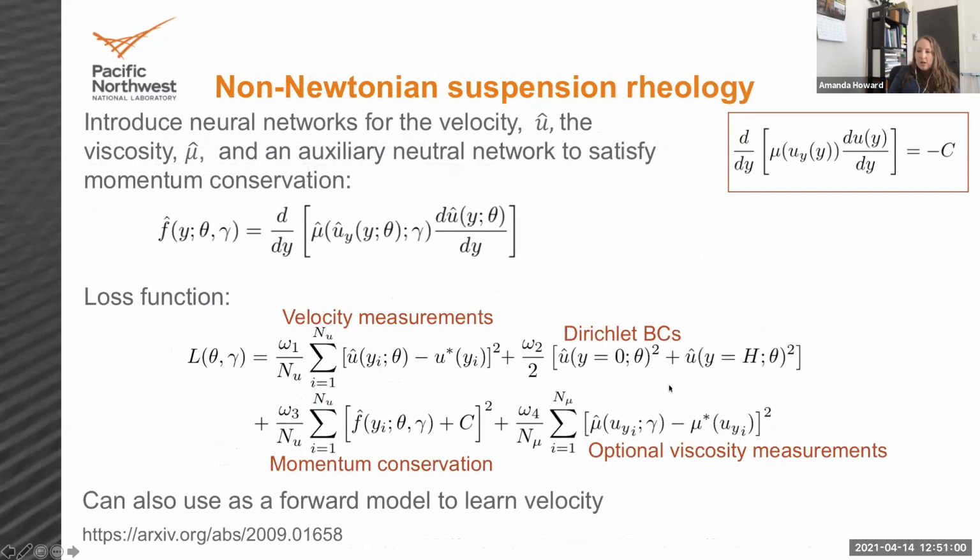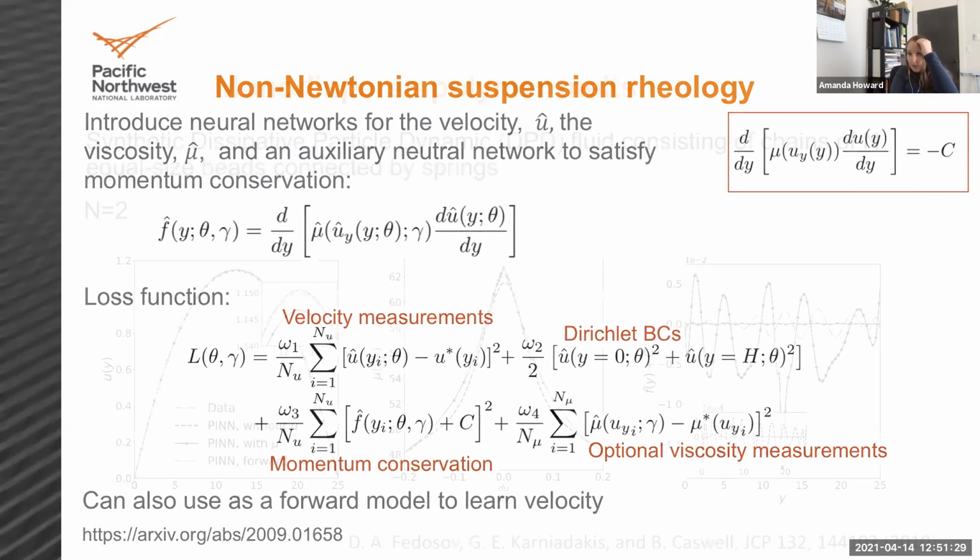We also have Dirichlet boundary conditions. So we have the velocity at the two channel walls. We consider the error in the momentum conservation equation. And then optionally, we can consider viscosity measurements. We don't have to. So for the simulations, sometimes we know the viscosity and sometimes we don't. We can also use this as a model to learn the velocity. So here I'm going to talk about we take velocity measurements and we learn the viscosity. We can use the opposite as well. This paper is on arXiv in the local case.